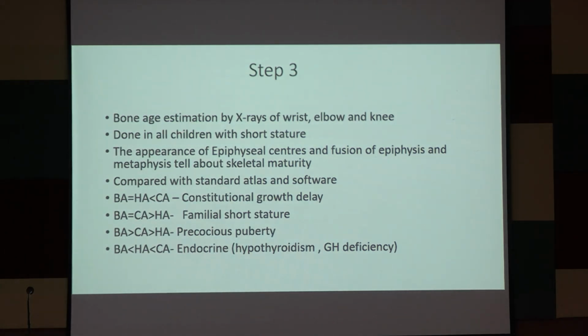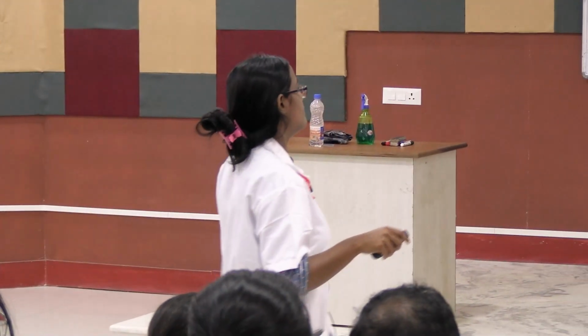But in familial short stature, what happens? Bone age is equal to chronological age, and both of them are higher than height age. When we discuss these two points, the concept will be much clearer.